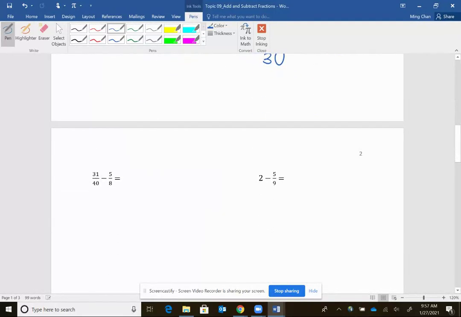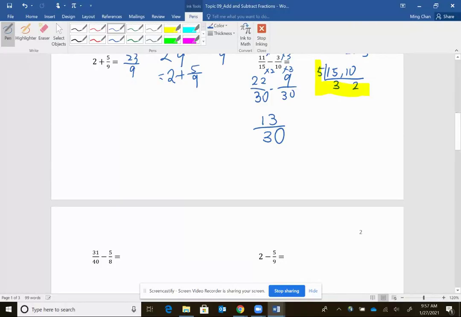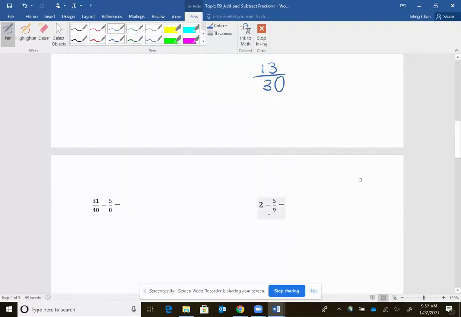All right, try a couple more. Oh, I see right here. I actually wrote the same problem down right there. I just erased it, right? Denominator times the whole number. 18 minus 5. 13 over 9. Yeah, I already did it.